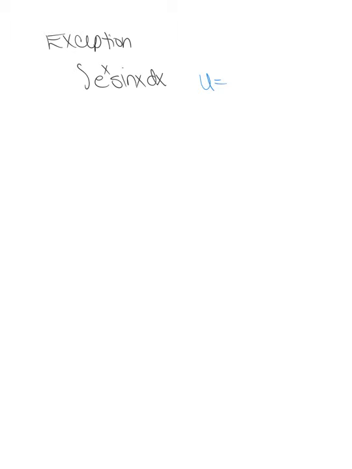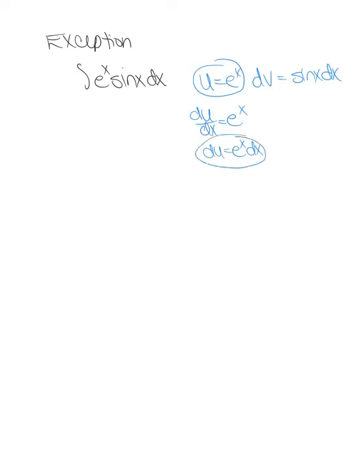So I'll pick u to be e to the x, which means the dv is everything else, which is the sine of x dx. If you prefer to do it in the other direction, that's fine. You can let u be the sine of x and your dv be e to the x. It's absolutely up to you. Makes no difference in the end. Well, for me, that's my u. So du/dx, which is the derivative of u with respect to x, is e to the x. And multiplying both sides by dx, I get du is equal to e to the x dx. I'm also going to need my v, which is the integral of the sine of x dx. And so that is going to be equal to minus the cosine of x.